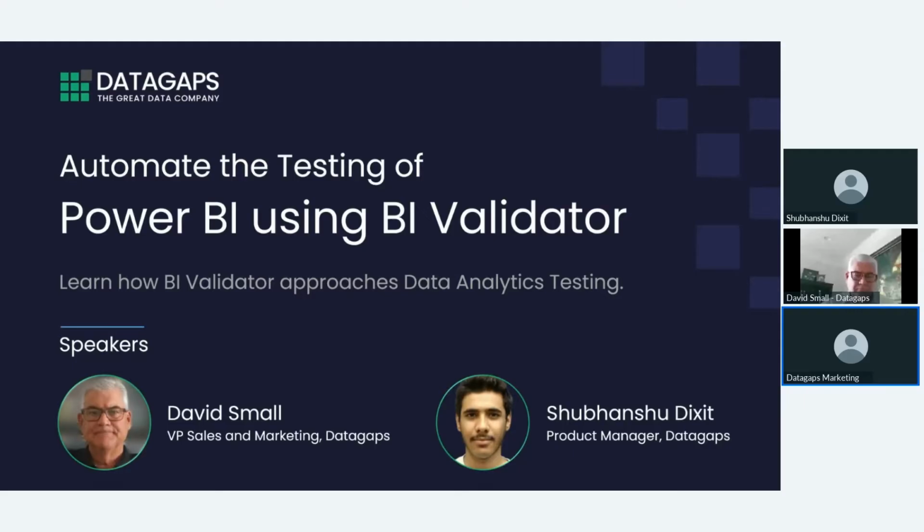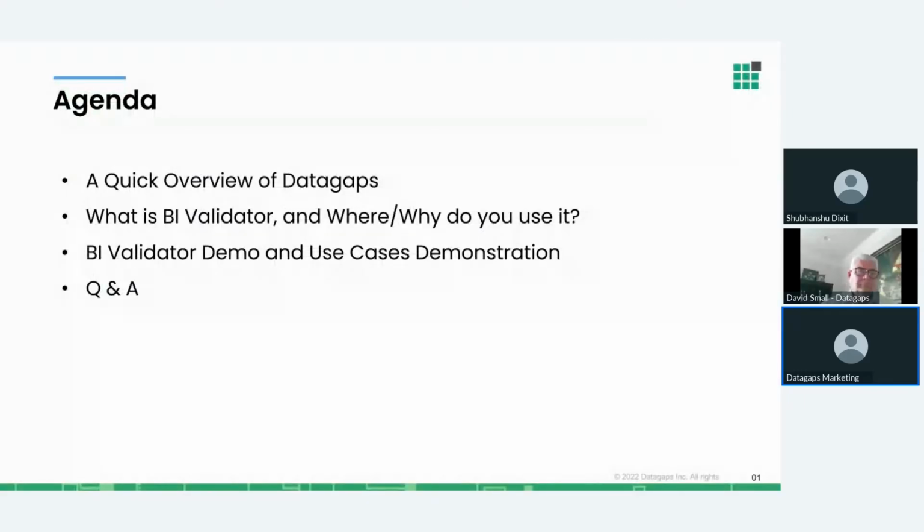And here is our agenda for today. We will have a quick overview of DataGaps. Next, we will talk about what is BI Validator and how and where this is useful and how it helps automate your BI testing. Then we move into its demo and a use case to demonstrate report validation, followed by a quick Q&A session. And now I hand this over to Dave. Dave, the stage is all yours.